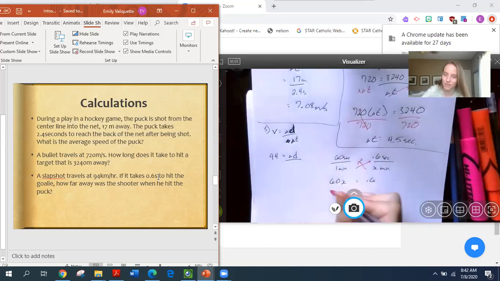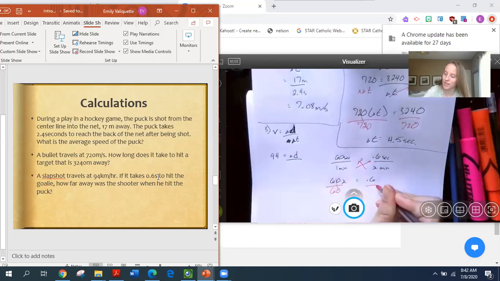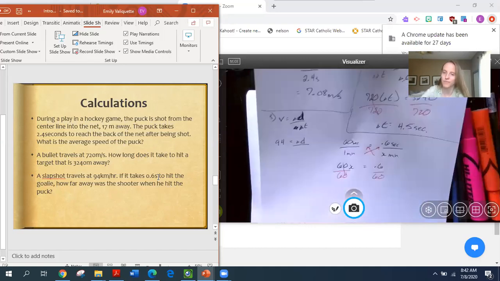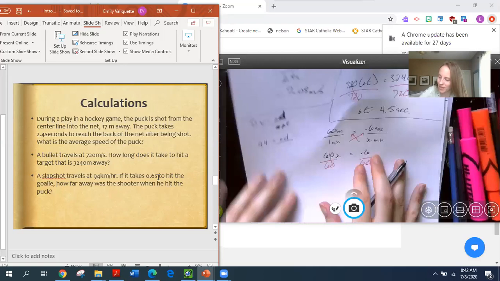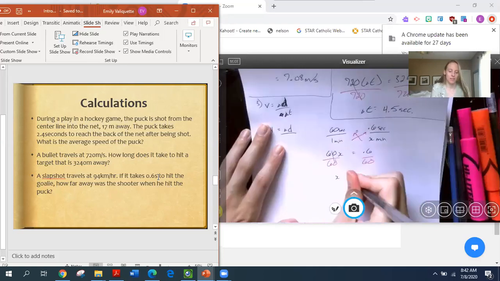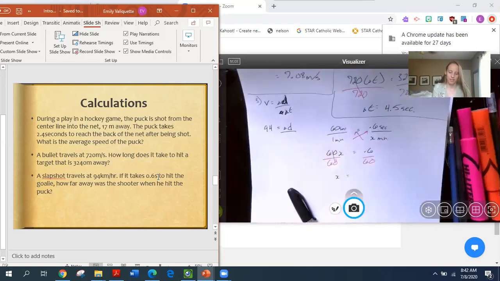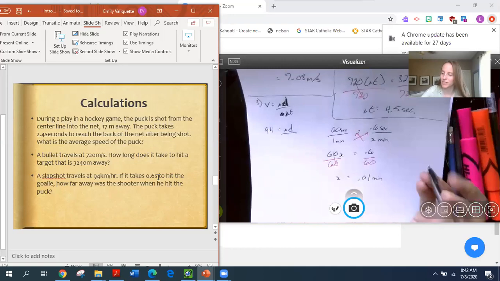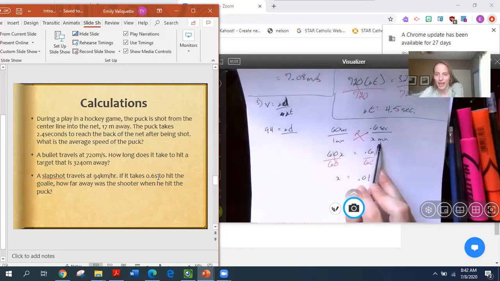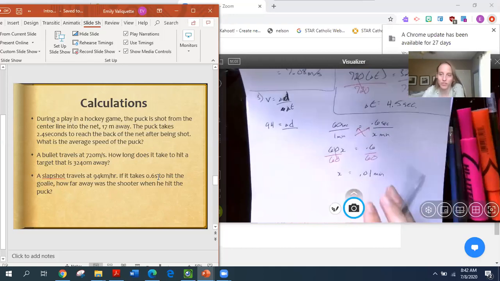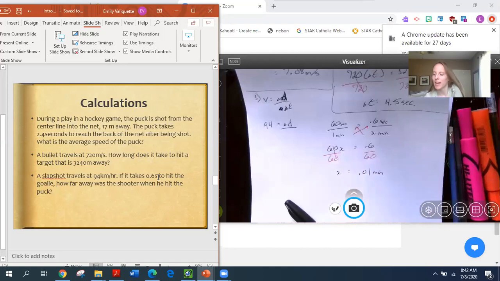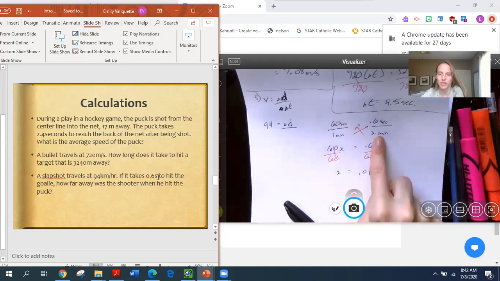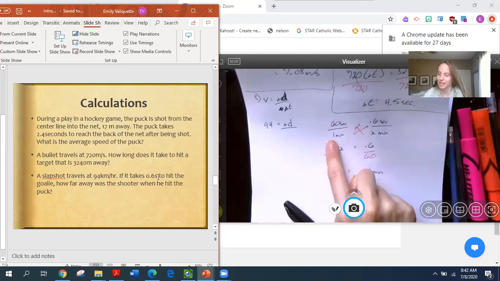If we cross multiply here, I get 60 times x equals 0.6. And then of course divide by 60 in order to get the x by itself. So 0.6 divided by 60 is 0.01 minutes, since minutes is what I was solving for. So this is just setting up proportions just like we did in grade 9 math. Just make sure your units are lined up with each other. So your seconds should be lined up and so should your minutes.